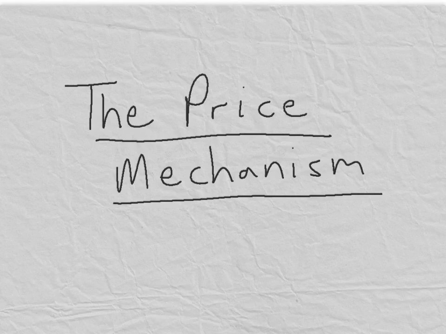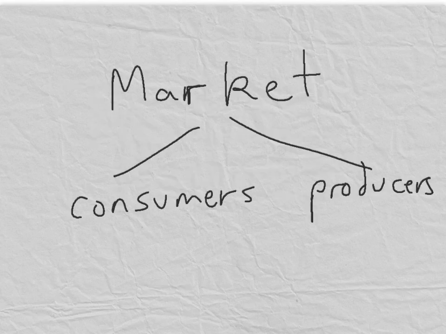This is a presentation on the price mechanism. Let's look at what this phrase actually means. We know that one of the ways of producing and selling goods to consumers is through a market. The market consists of consumers and producers.